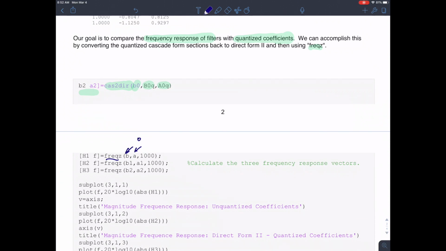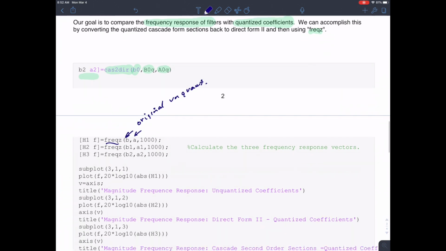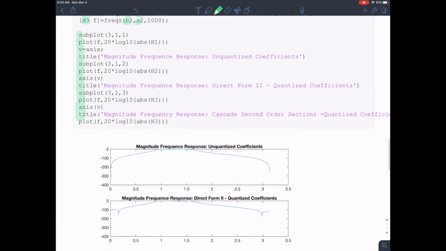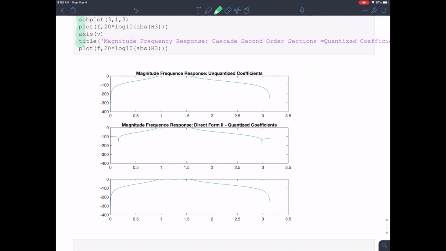Okay, so we're going to use the freq command to do the filter response. So in the first one, these are the original unquantized coefficients. Okay, so that gives us, in some sense, the true frequency response. Okay, and then the first H2 filter is going to be with the quantized direct form 2 coefficients, and the second, the B2s and the A2s, remember those came from the quantized cascade coefficients. All right, so we're looking at 3 frequency responses. The rest of this code is just setting up some plots. All right, and so you can see the 3 different results.